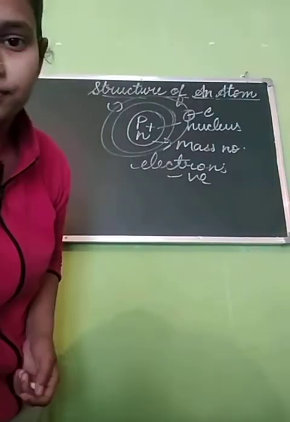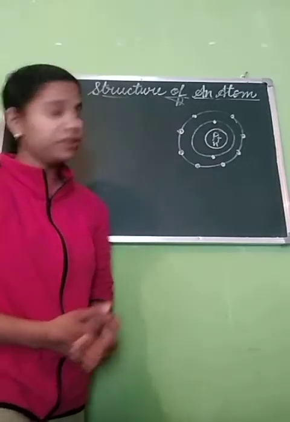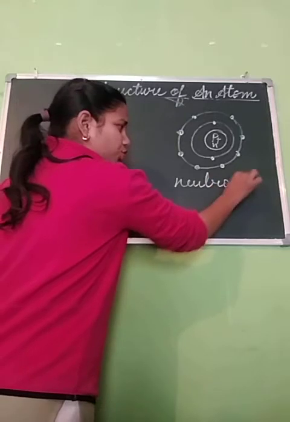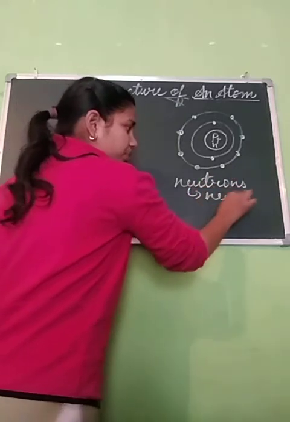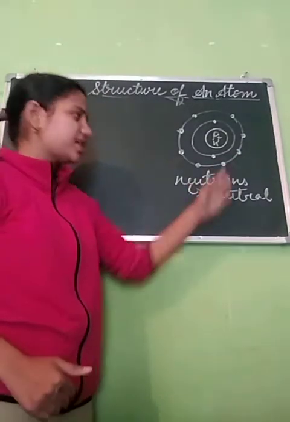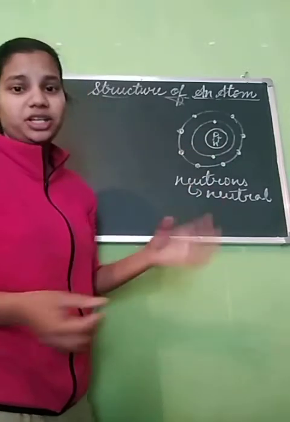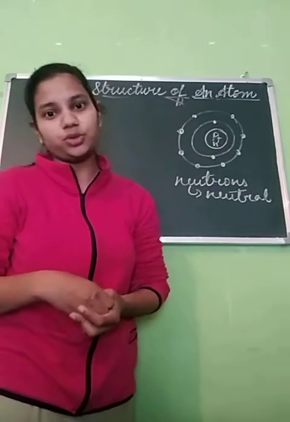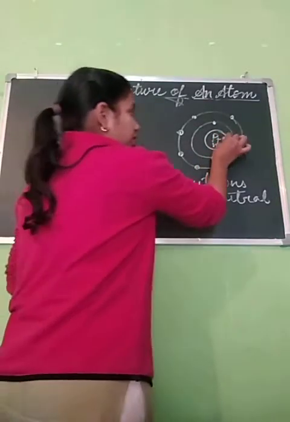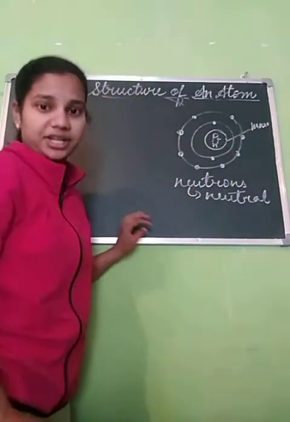Let's see that. The protons are positively charged, and neutrons are neutral, meaning they have no charge. So these are the neutral particles of an atom, that is, neutrons. If there were no protons inside the nucleus, then the atom would be totally hollow. So to have a mass number in it, we have protons inside it, right?